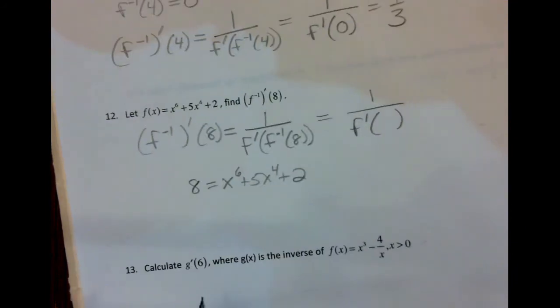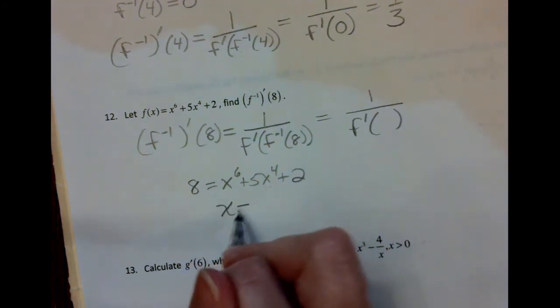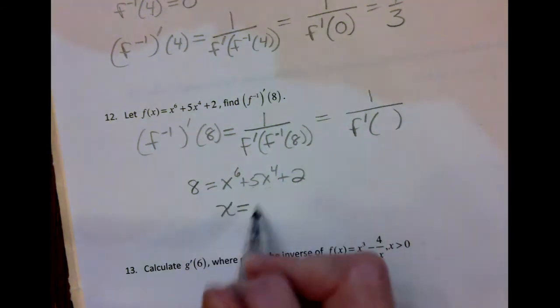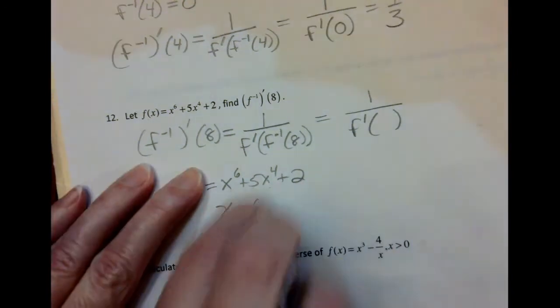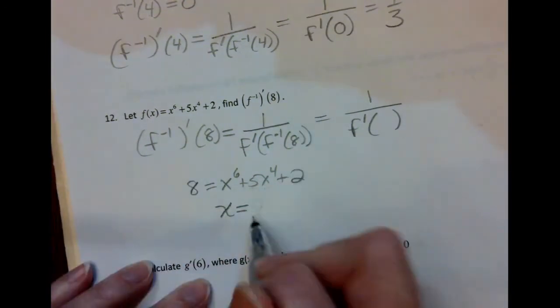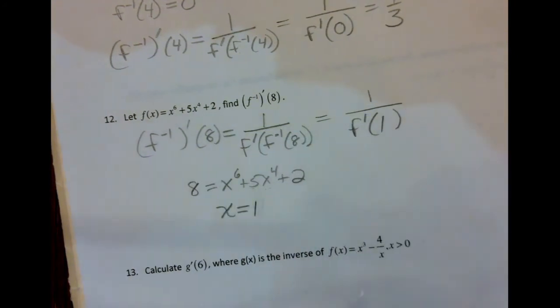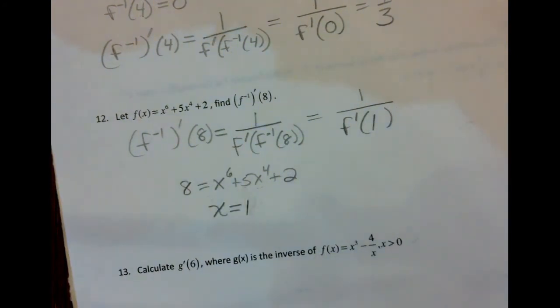If this is a non-calculator question, they are designed so that the numbers shouldn't be too bad, so you could figure it out by plugging in x's. And in this case, if x is a 1, 1 plus 5 plus 2 gives me 8. Oops. So the x is 1 to yield the y of 8. Sorry about that. So I'm going to say find the inverse.